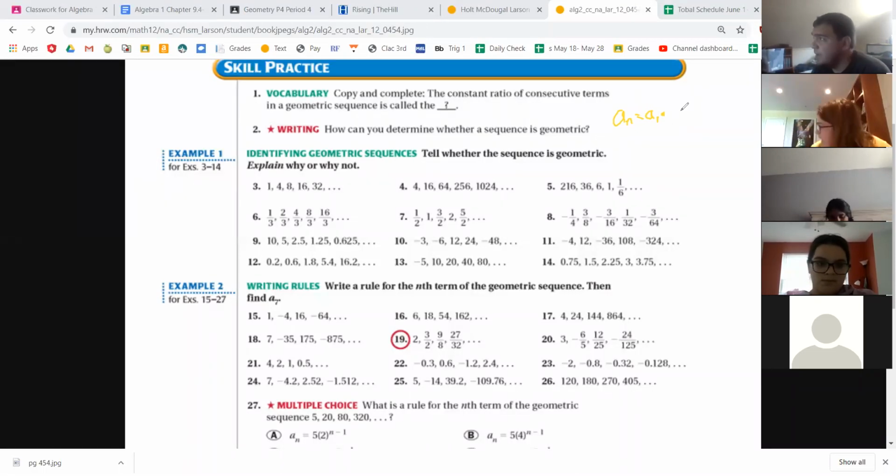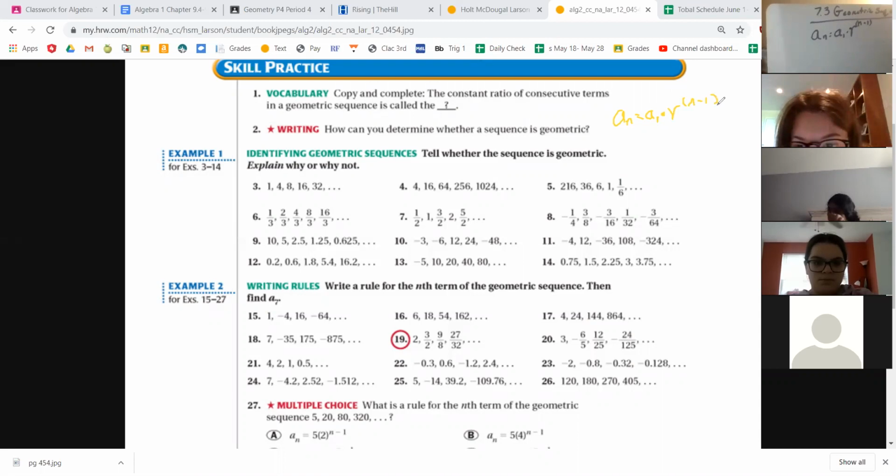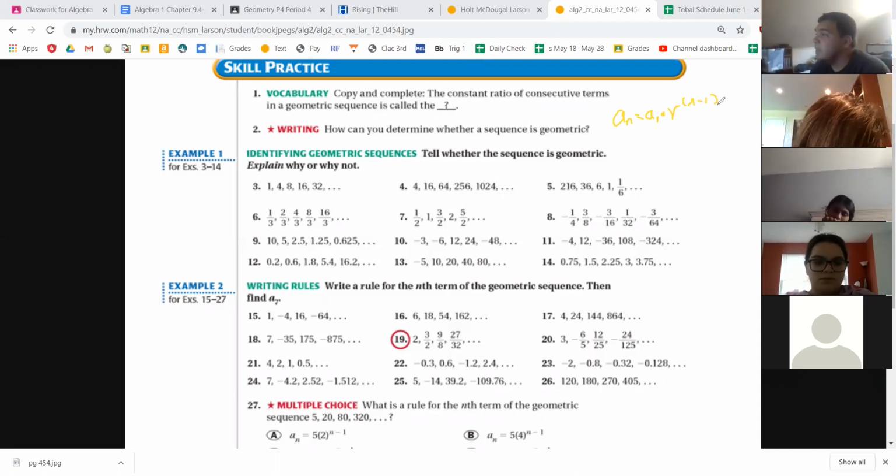So A of 1 times, we're going to use R. R is your pattern. It's called the ratio. Last time we did D for difference. R is ratio here, to the power of n minus 1. Maybe I'll just show it here too. Here, it's A of n equals A of 1 times R to the n minus 1.